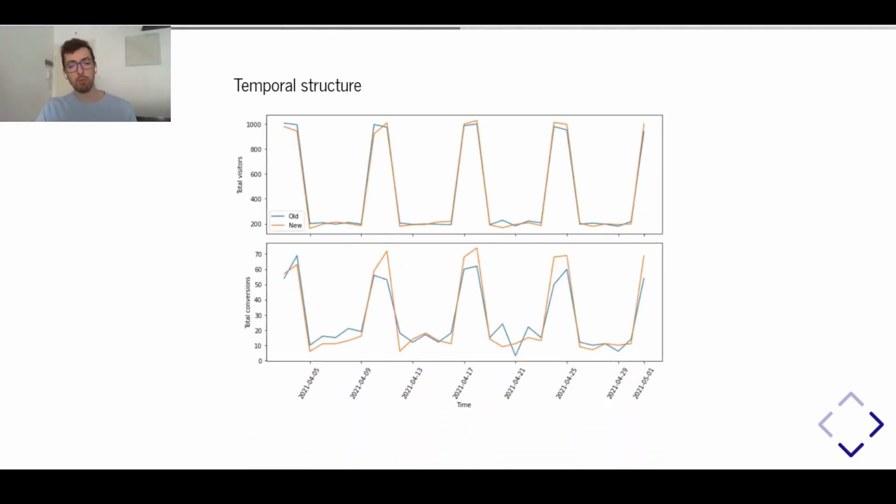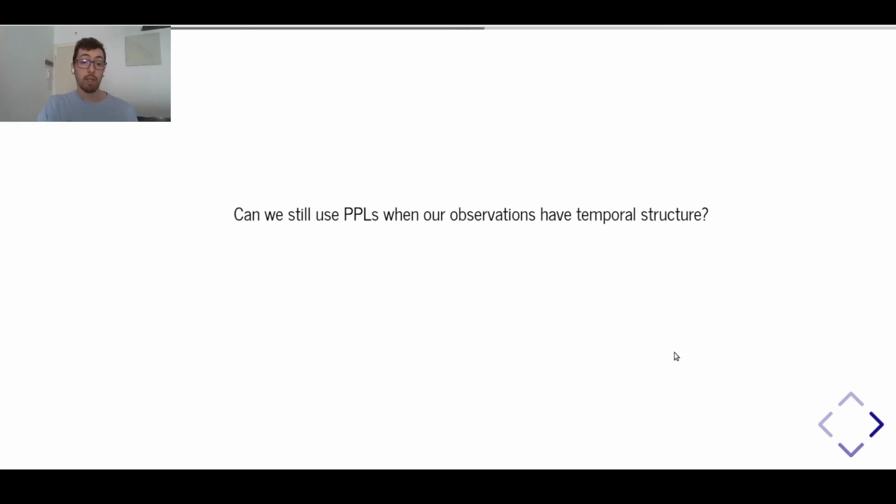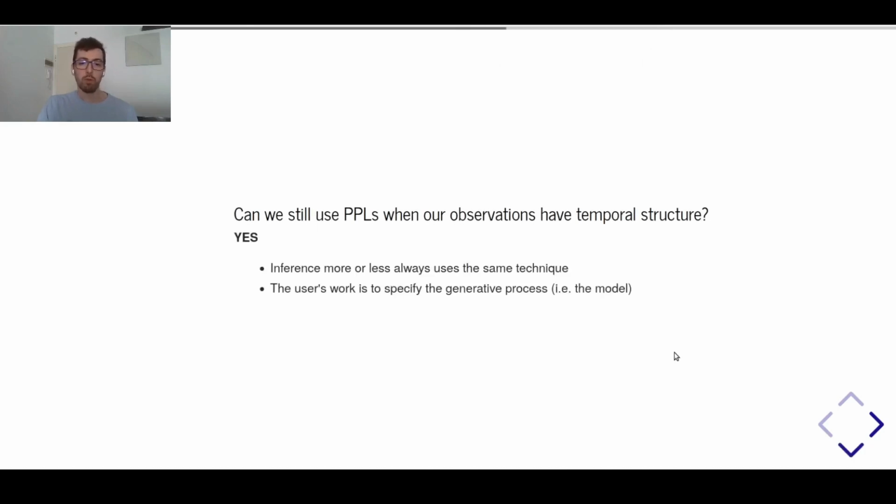So what I'll do is show you that in the data that I generated, the fake one, there's temporal structure. Essentially, you see peaks in the visits of this sort of traffic, people that are exposed to each of the variants, and the peaks correspond to weekends. And there seems to be some difference in conversions during weekends with respect to business days. So can you still use PPLs? Of course, and inference is more or less the same, but the user's work is to specify this new generative model.